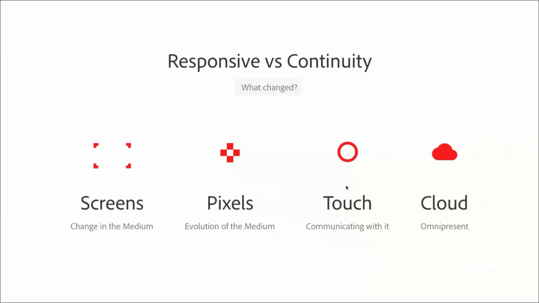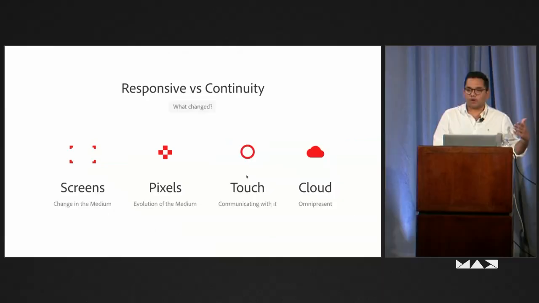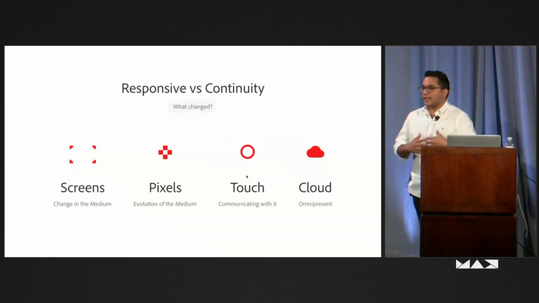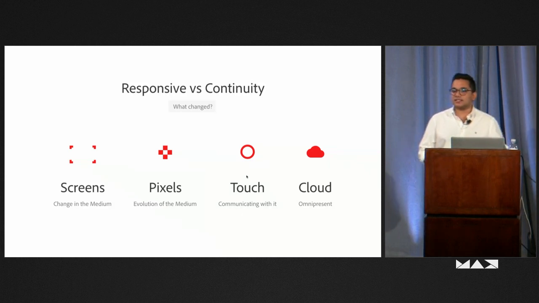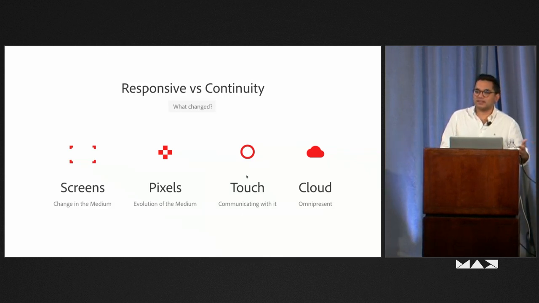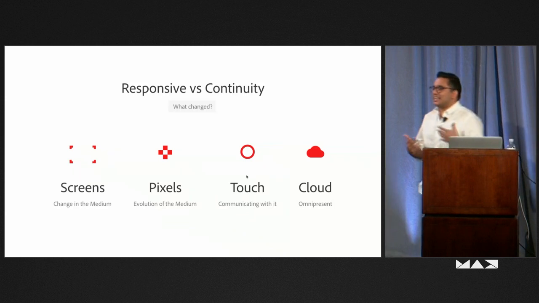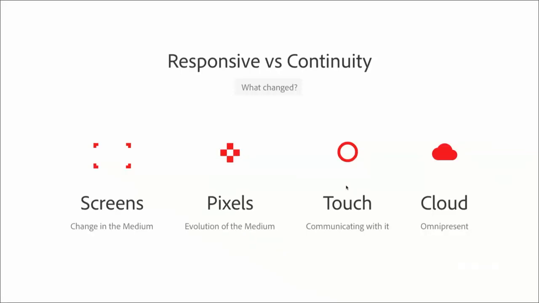And what's happened is screens. The medium that we've been designing for, that we've trained ourselves for, print and mobile, they've exploded. You've got screens of different sizes on different types of devices, and you can't even keep up with the density of these mediums anymore. So we spoke about screens, we spoke about pixels.